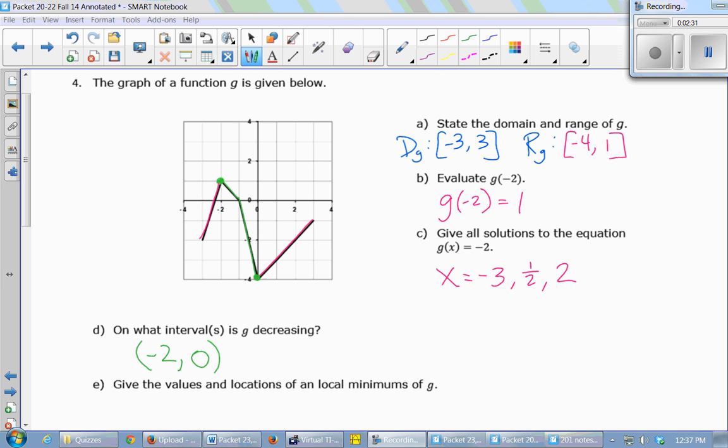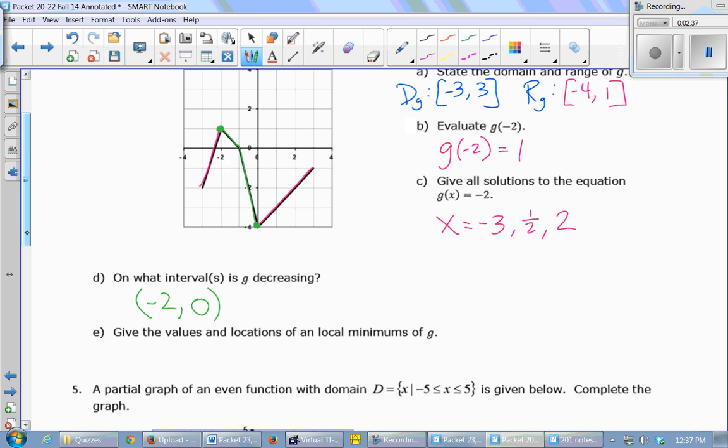Give the values and locations of local minimums of g. Okay, so local minimum is a low point. So I've got one right here that happens at 0, x coordinate of 0. There's a minimum value of -4.